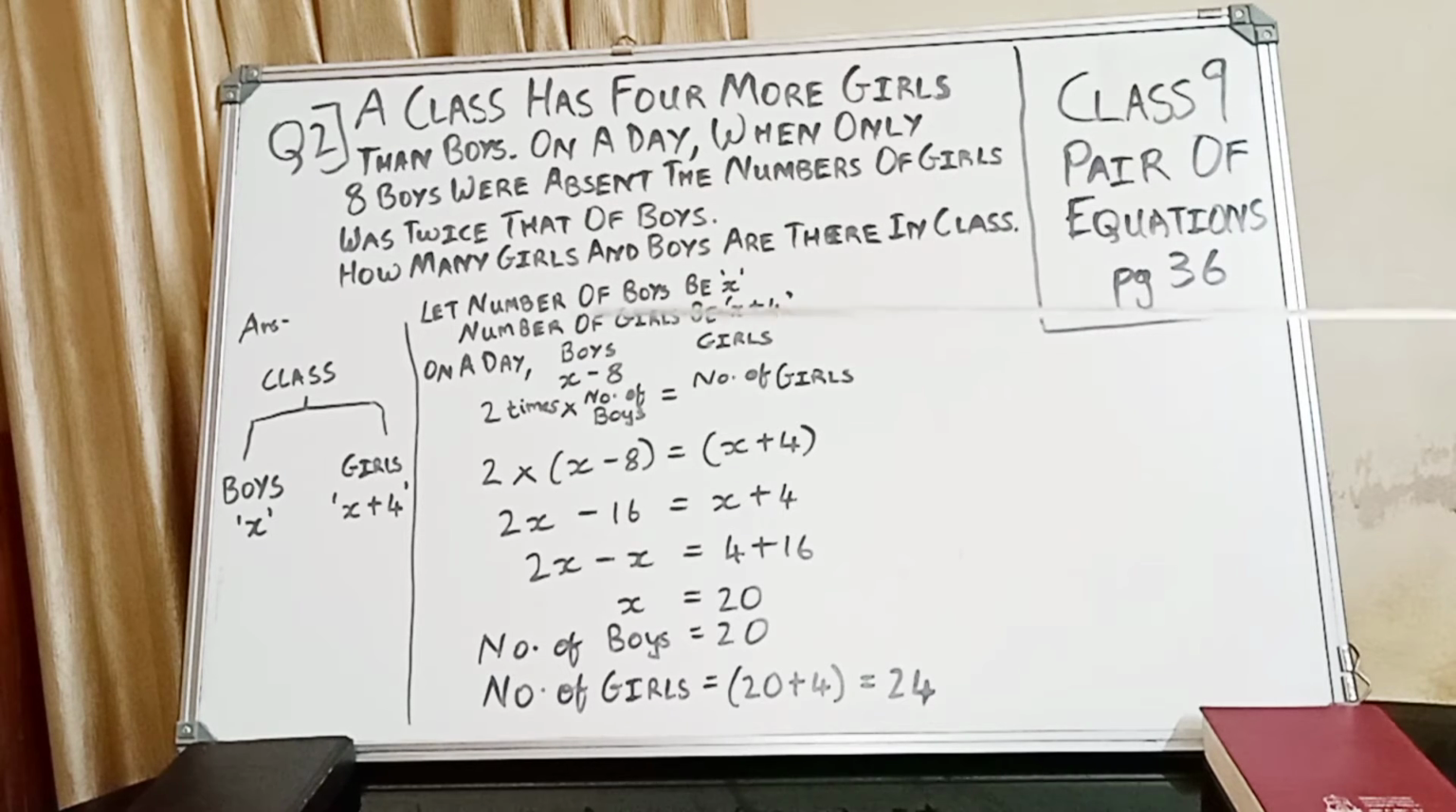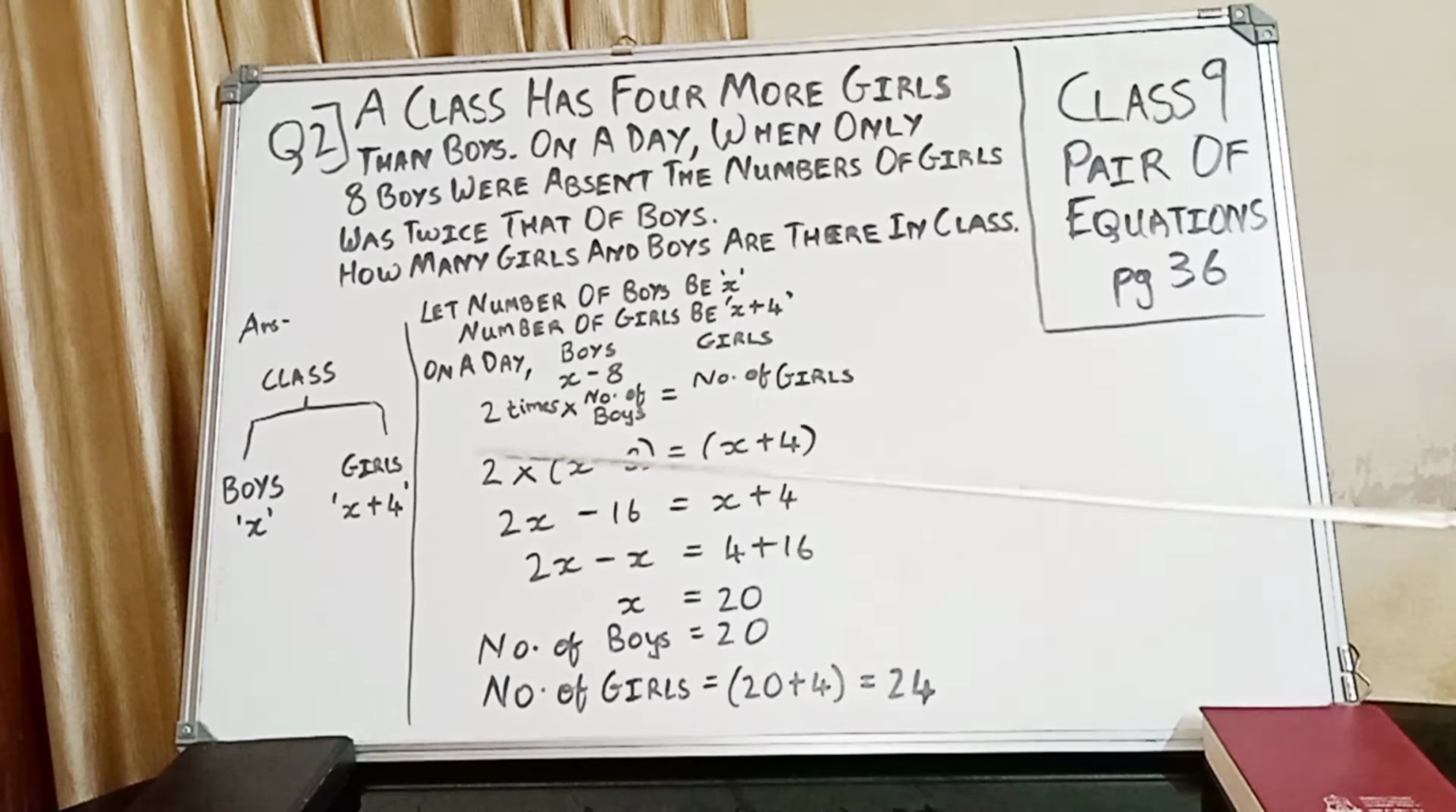So on a day when only 8 boys were absent, 8 boys absent means you have to subtract 8 from the number of boys. On that day, the number of girls was twice that of boys. So the number of girls, that means x plus 4, was twice the number of boys. So 2 times the number of boys is equal to the number of girls. That is the equation they have given in the second line.